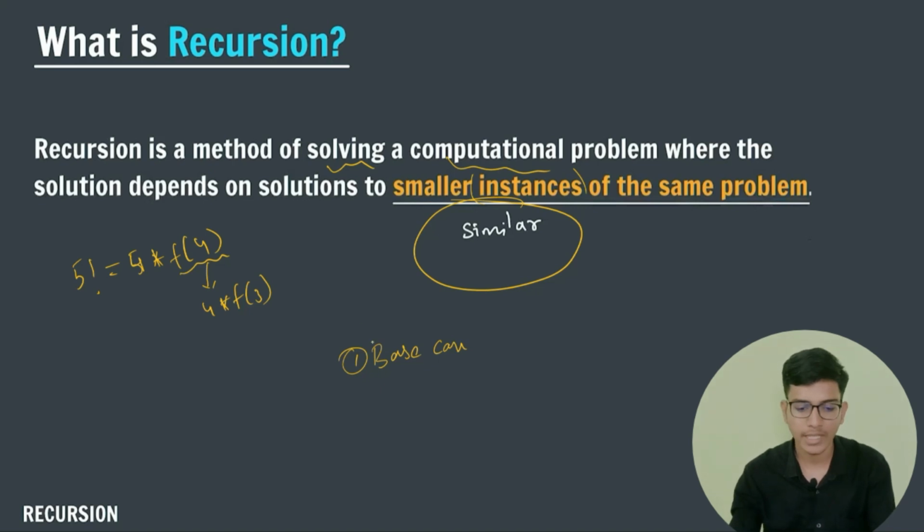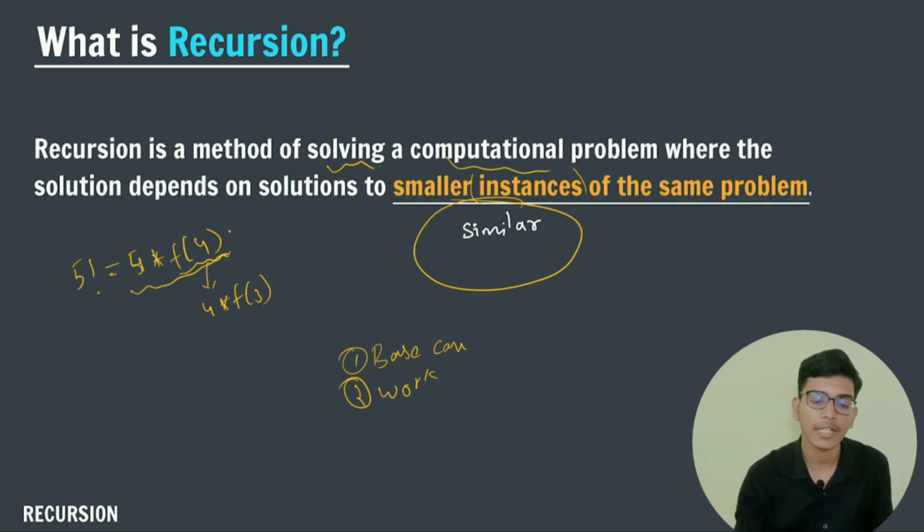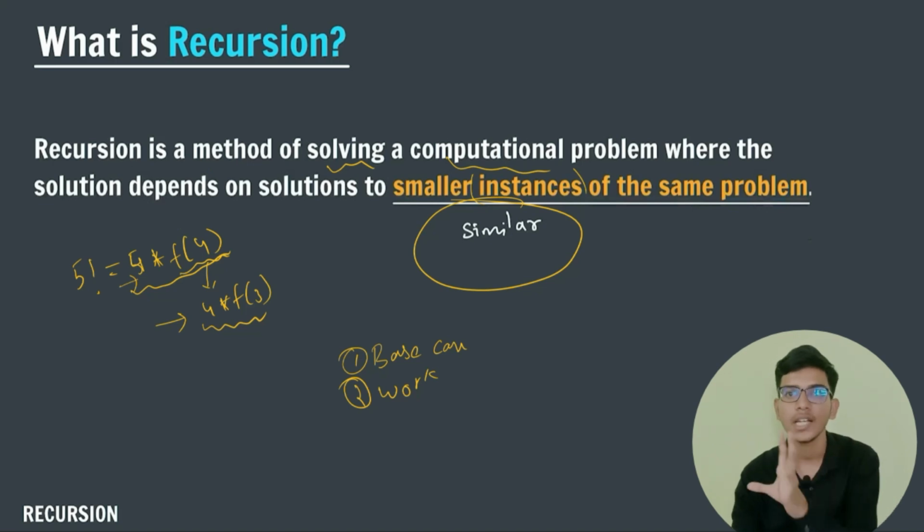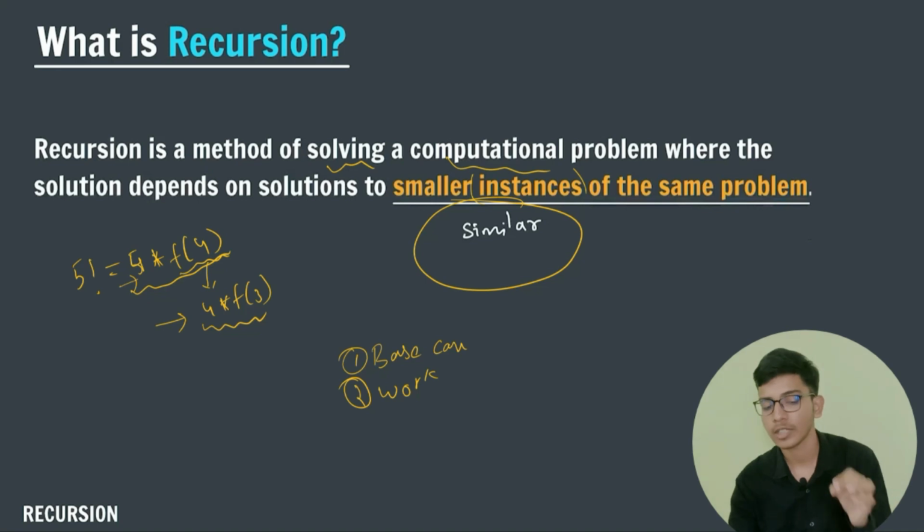The second one is work. In the function calling, what work are you performing? Here I am performing 5 into factorial of 4. Here I am performing 4 into factorial of 3. Here, what am I performing? I am performing a multiplication operation with my integer and my function call. So this is how I define the work. So you should be very clear: what is my base case, and second, what work am I going to do in my recursive function.